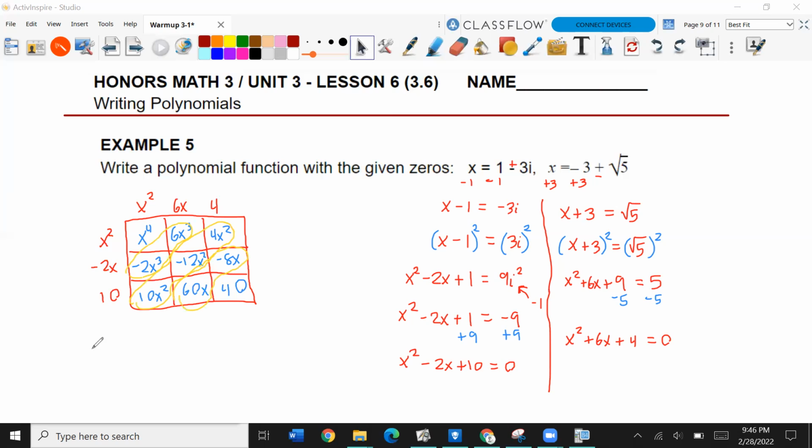So we're going to have x to the 4th power. That's going to be 6 and negative 2, so 4x cubed. 10 and negative 12 is negative 2, plus 4 is going to be 2x squared. 60, negative 8, 52x. And finally, rounding it out at the end, last but not least, our constant term, 40.